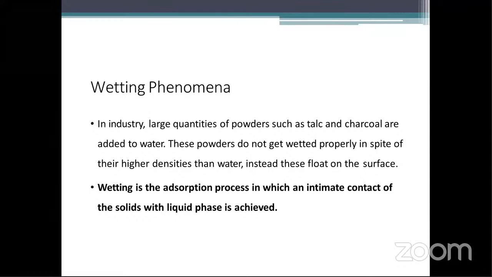What will happen? It will just float onto the surface of that water because the wettability of talc is very, very much less. So wetting is required for solubility purposes. If wetting is not proper, then solubility will also be less. So both are interrelated. So wetting is the adsorption process in which an intimate contact of the solid with liquid phase is achieved.